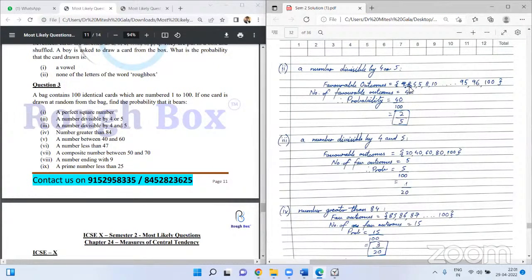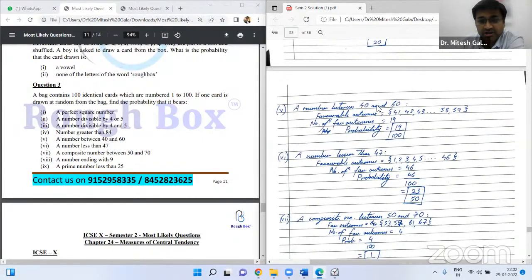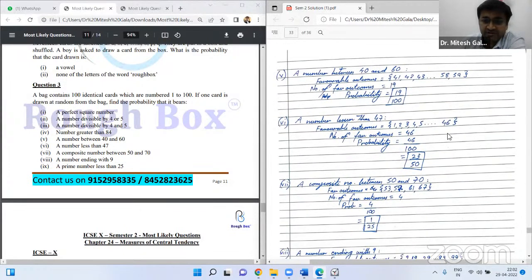Next, number greater than 84. So that will be 85 onwards and you count them properly. So it will be 15 by 100, 3 by 20. A number between 40 and 60: you should not consider 40 or 60. So 41 to 59, which is 19. So 19 by 100 is your answer. Less than 47, so you consider only till 46. So 46 by 100, 23 by 50.